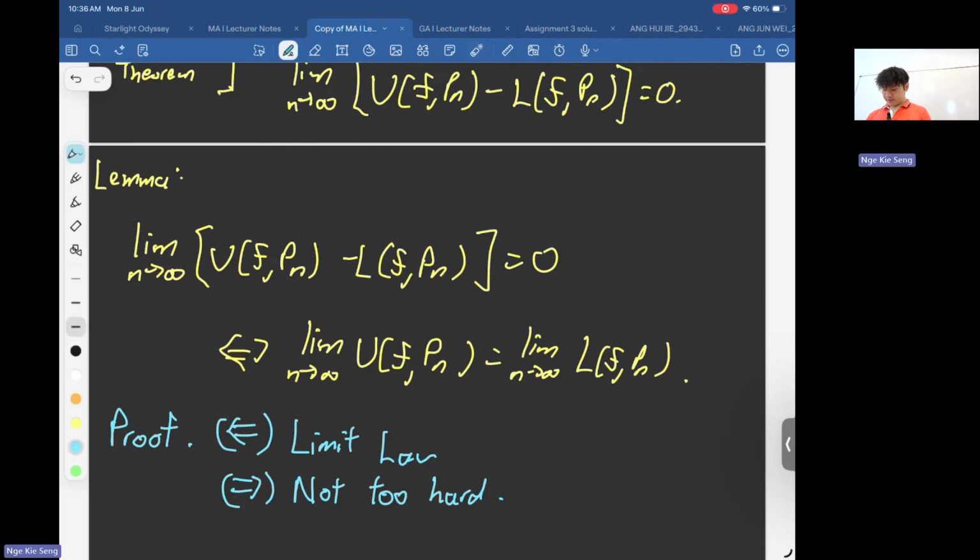Actually, maybe a hint here is you can use the squeeze theorem.